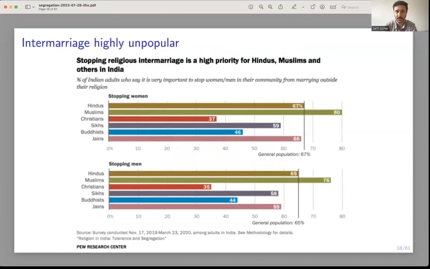Likewise, intermarriage is highly unpopular. 67% of Hindus and fully 80% of Muslims say that it's important to stop women in their community from marrying outside their religion. Actually, interestingly, these numbers are quite similar for men as well.